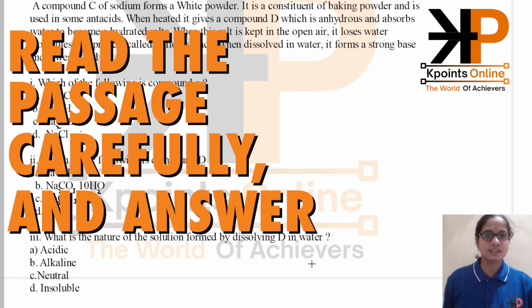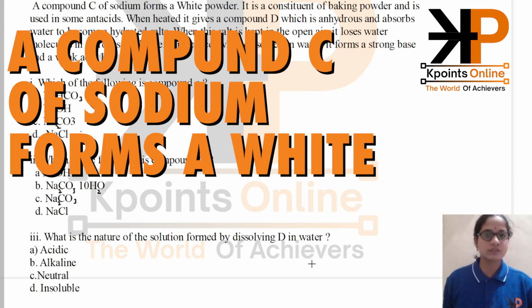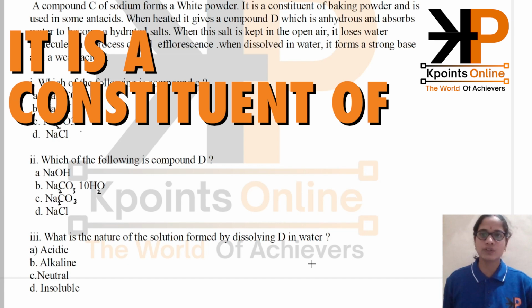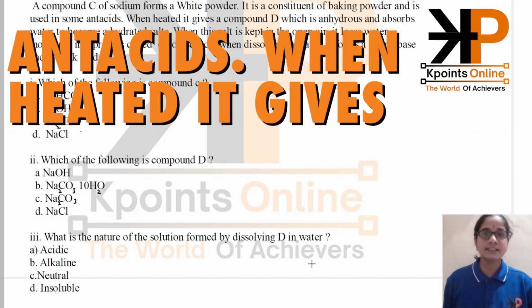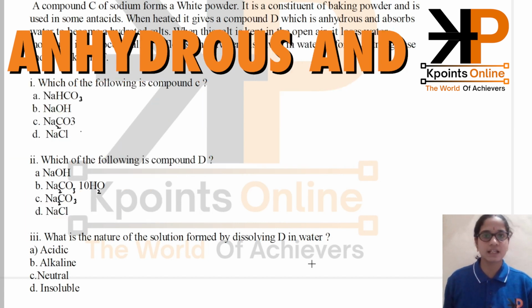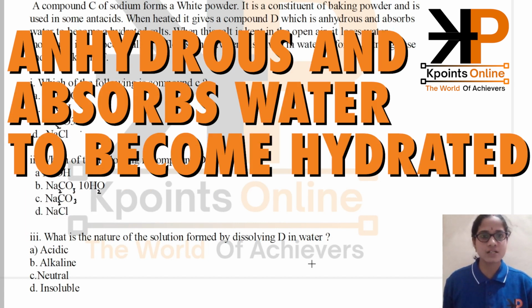Read the passage carefully and answer the following question. A compound C of sodium forms a white powder. It is a constituent of baking powder and is used in some antacids. When heated, it gives a compound D which is anhydrous and absorbs water to become hydrated salts.